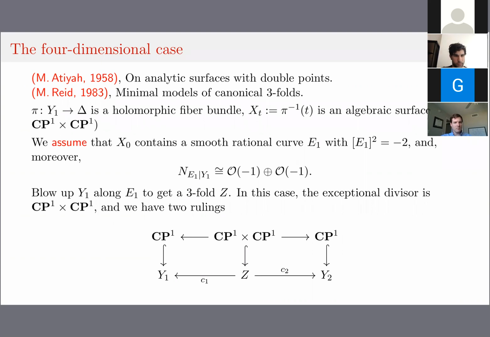And if we contract the other ruling, we again get some threefold, Y2, with another rational curve, also a CP1. So these two copies of CP1 are our four-dimensional analogs for E1 and E2 from our previous construction with S2, with the diffeomorphism group of S2.